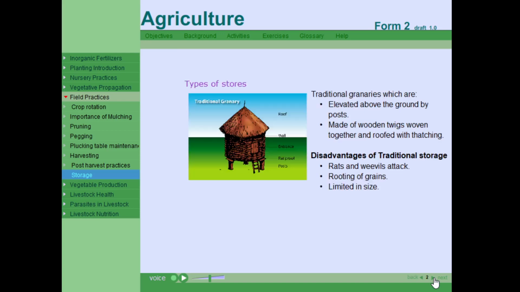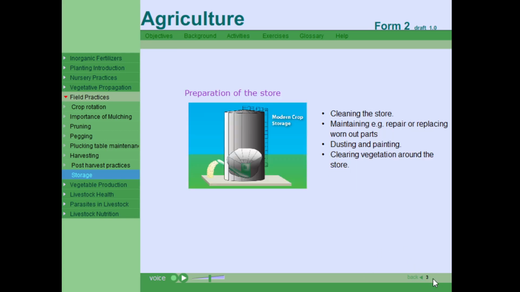Types of stores. Traditional granaries, which are elevated above the ground by posts and made of wooden twigs woven together and roofed with thatching. Disadvantages of traditional storage: rats and weevils attack, rotting of grains, and limited in size. Preparation of the store. Cleaning the store, maintaining, for example, repair or replacing worn-out parts, dusting, and clearing vegetation around the store.